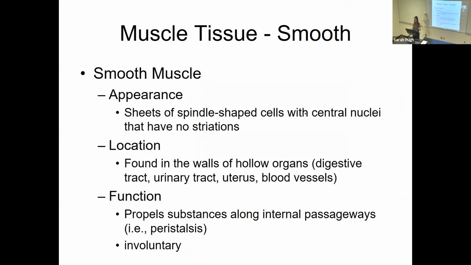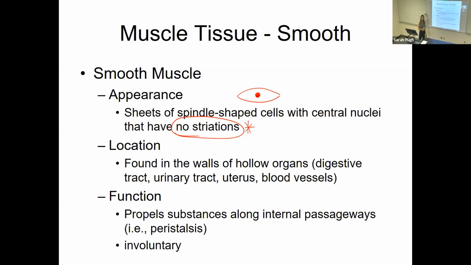Smooth muscle gets its name because it's very smooth in appearance. It has no striations, and the cells look different. The cells of smooth muscle are spindle-shaped, and they have a central nucleus. So these are also uninucleate.